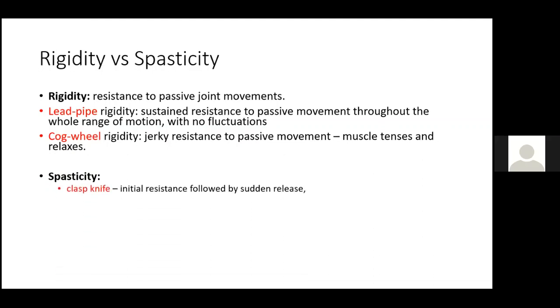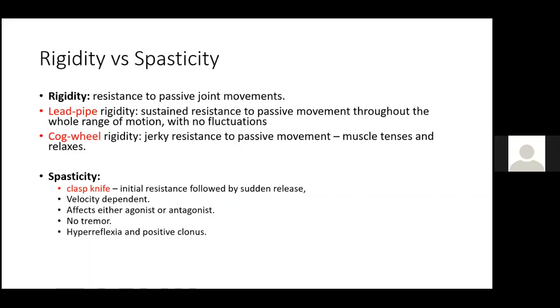Now spasticity is slightly different. Spasticity is something you might get in someone after they've had a stroke, and that's what we call clasp knife spasticity. So initially there's a lot of resistance, and then suddenly you get a loss of resistance, like when you're opening and closing a clasp knife. So it's velocity dependent. It can affect either agonist or antagonist muscles, and there's no tremor.